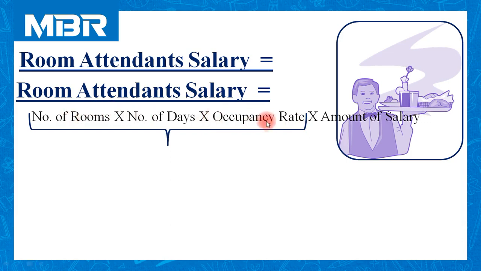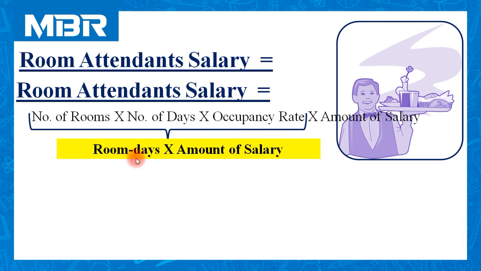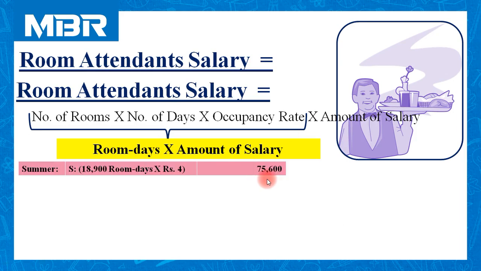Now, the multiplication of these 3 factors is known as room days. So the amount of salary is multiplied with room days in order to calculate room attendant's salary. Here we need to calculate room attendant's salary separately for summer and winter and all 3 categories of room. Summer, single room: 18,900 room days multiplied by rupees 4. Rupees 4 is readymade given to us in our question.